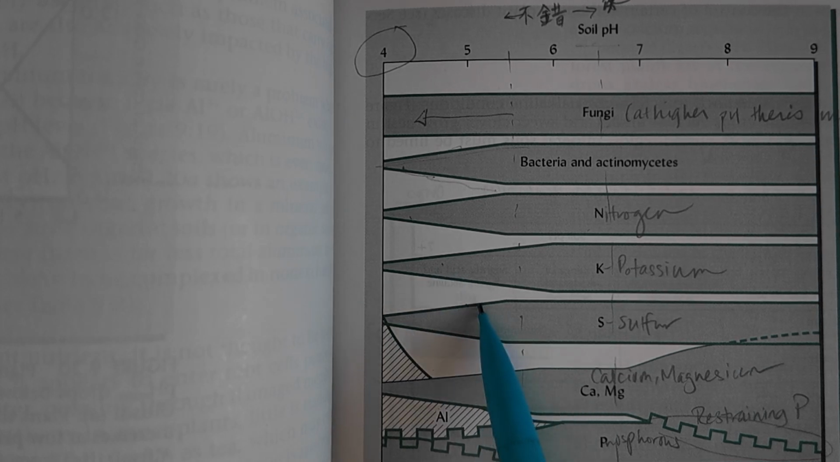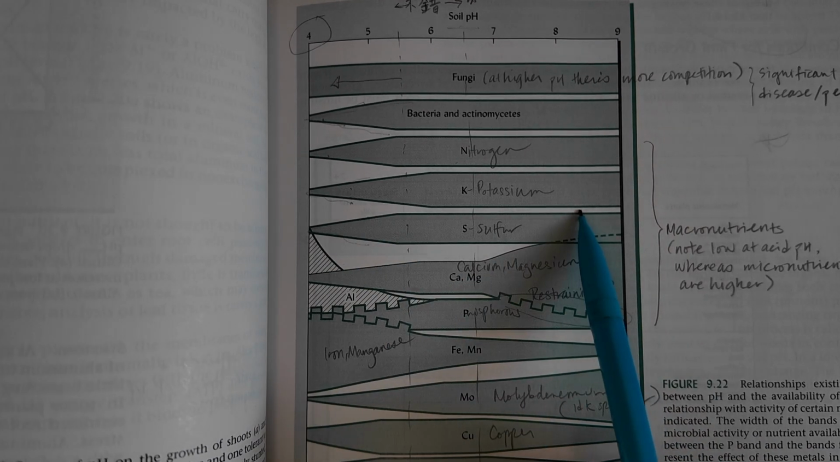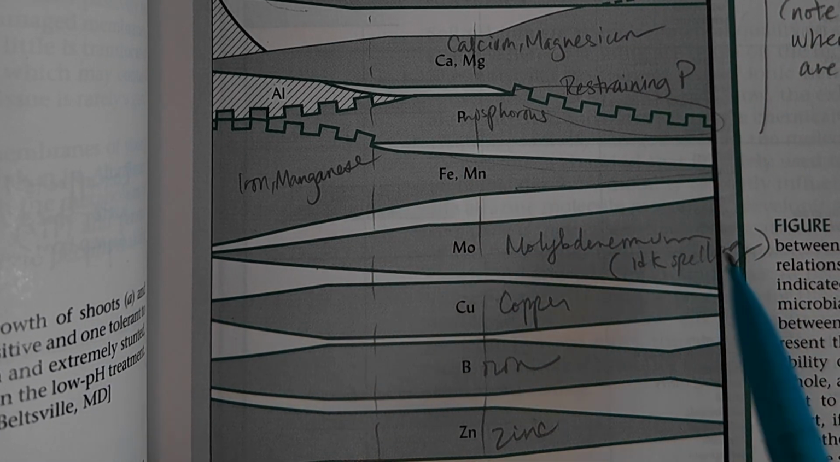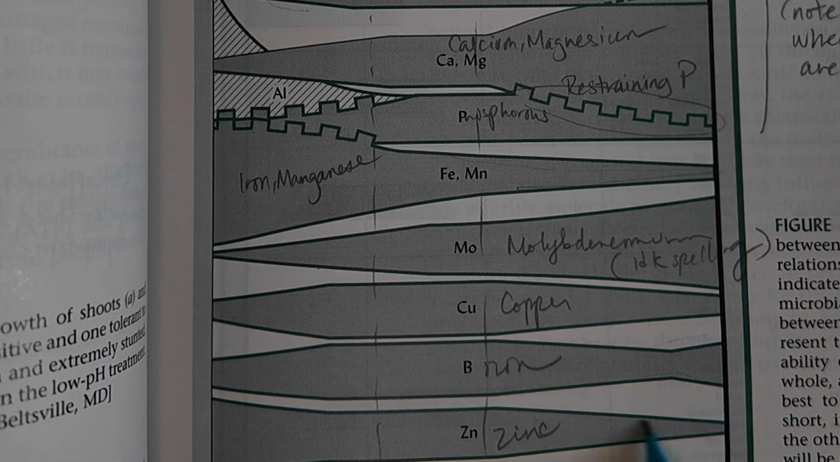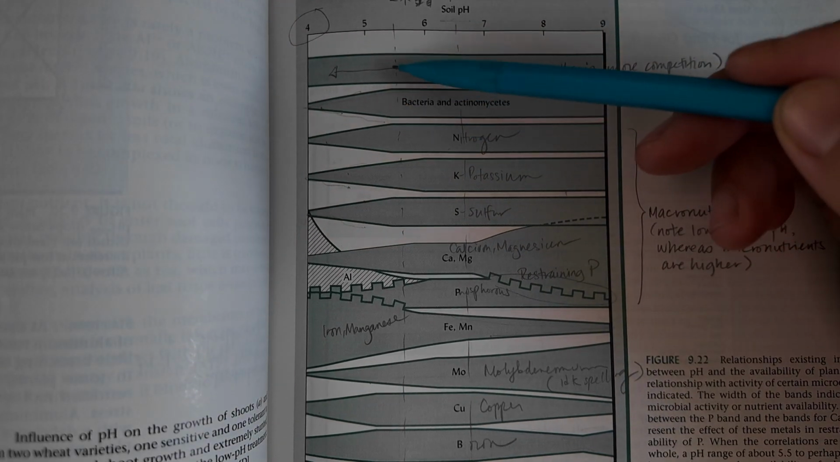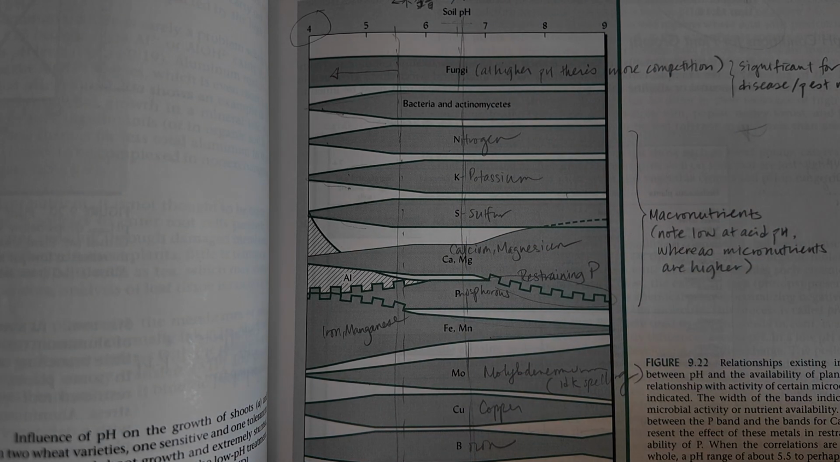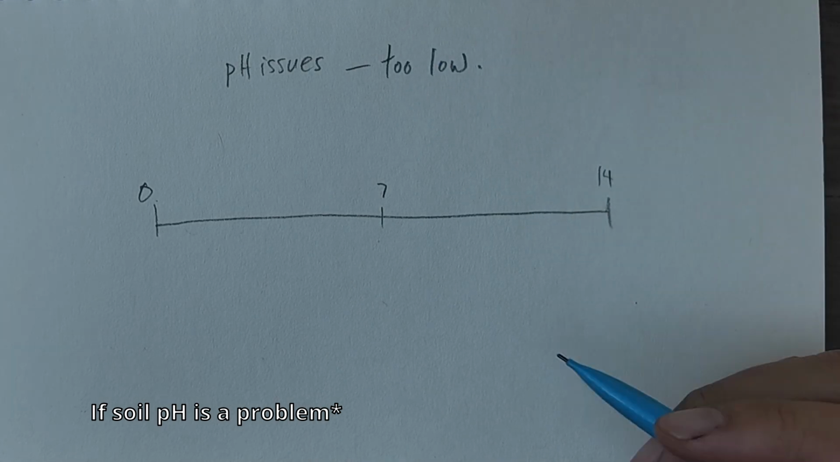As you move further to the right to a more basic pH, you can see that other nutrients become less available, like iron and manganese, boron, and zinc. So the optimal range is somewhere between 5.5 to 7 because that's where most of the nutrients are at a fairly good availability.